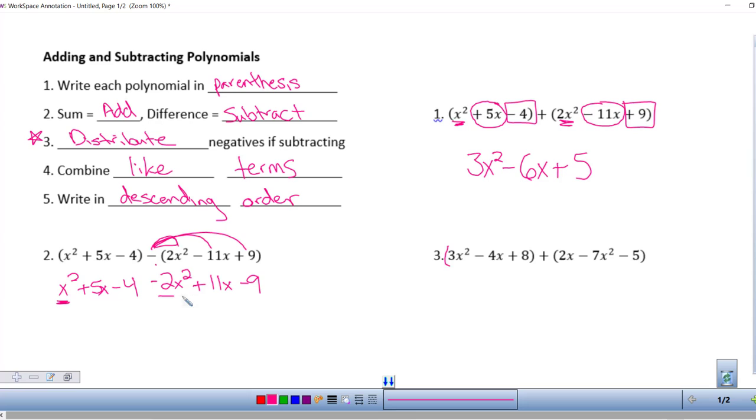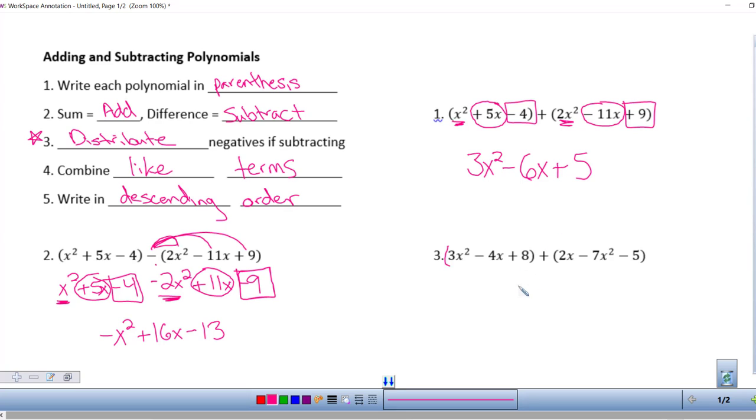So x squared minus 2x squared be negative 1x squared or negative x squared. 5x plus 11x gives us 16x. And then negative 4 and negative 9 gives us negative 13. Last, check that it's in descending order. X squared, x, and then our constant, it's in descending order.